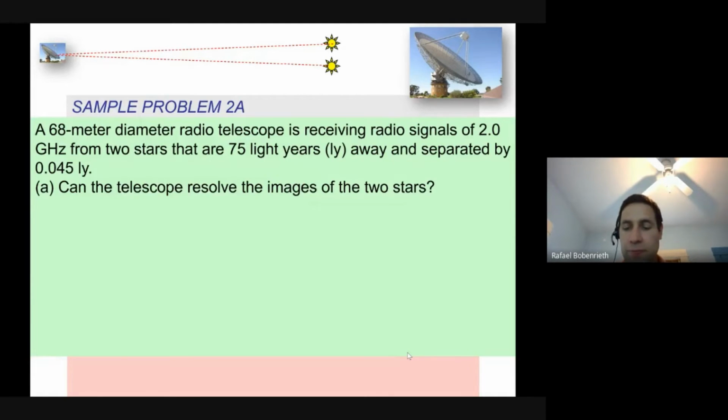Let's figure this out. Let's make sure we understand this. A problem like this is so important to basically draw a picture, because otherwise you can get really confused. So again, what we have here is that telescope on the left. We have the two stars there. We have a separation between the two stars. And we know that it's about 75 light years away.